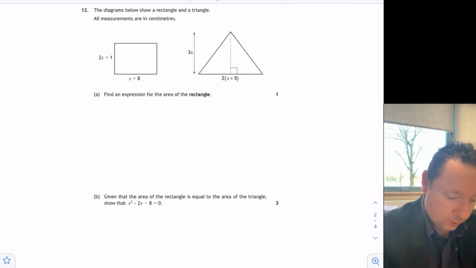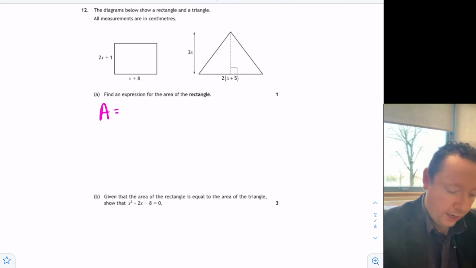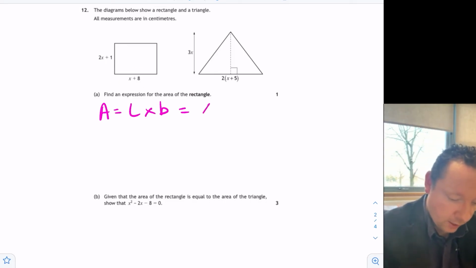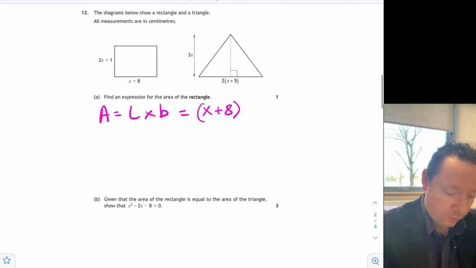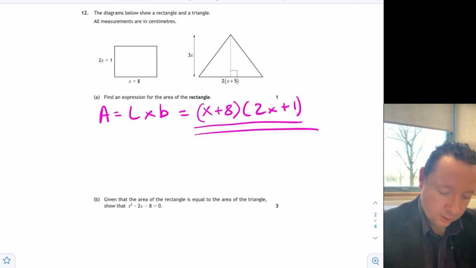Okay, part A, find an expression for the area of the rectangle. Don't be scared by this. You all know the area of a rectangle is length times breadth. So just write down what the length of the rectangle is. If it was a number, you would write down 4, 5, 6. But in this case, it's x plus 8. So I'll just write down (x plus 8). Now, since this is going to be times by something else, I'll put that in brackets. And I need to times by the breadth, the height, which is (2x plus 1). So there is an expression for the area of my rectangle for 1 mark.